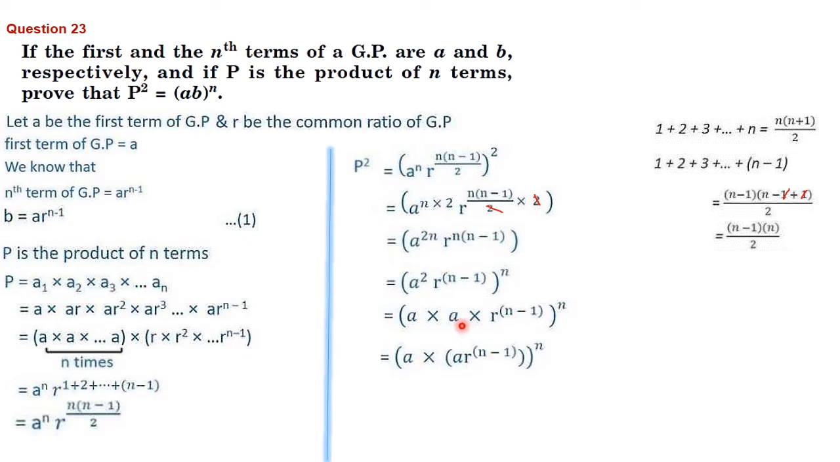That means A into A r power n minus 1. This we can group it. It's not necessary to group also, here itself we can substitute, but just to make it pair for understanding purpose. A r power n minus 1, the whole power n. As I said before, A r power n minus 1 is b. So A into b, the whole power n. That is our RHS, A into b the whole power n. P square equals A into b the whole power n. Hence the proof.